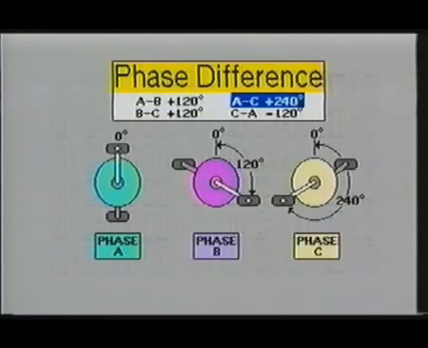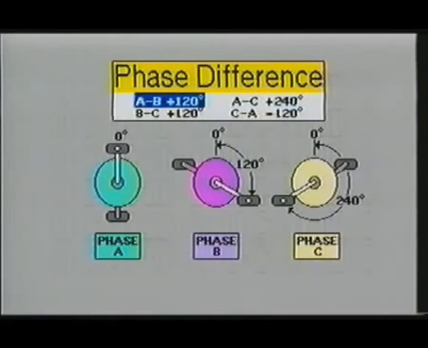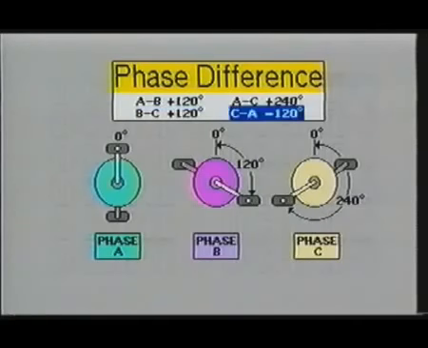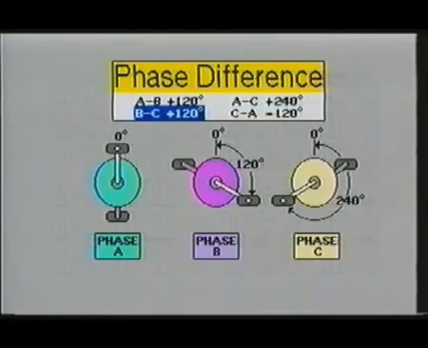To illustrate the effect of three-phase electricity, we will use three sets of bicycle pedals. Each pedal is set 120 degrees from the other two pedals. As you can see, the front pedal of phase A starts at 0 degrees, the front pedal of phase B starts at 120 degrees, and the front pedal of phase C starts at 240 degrees.